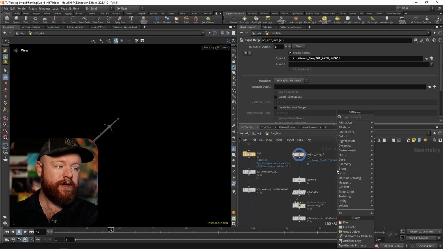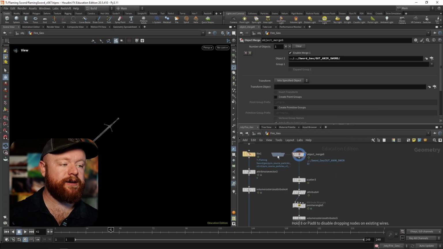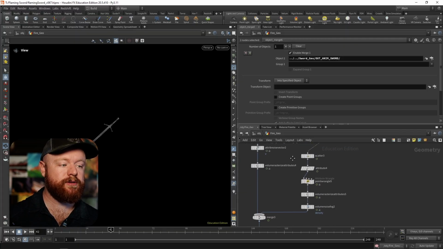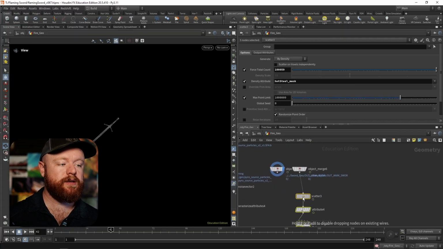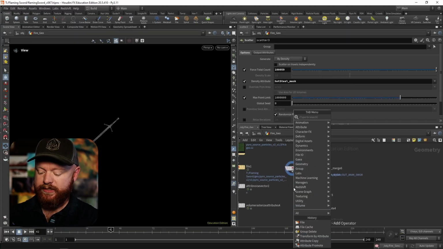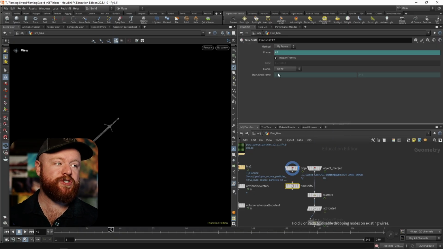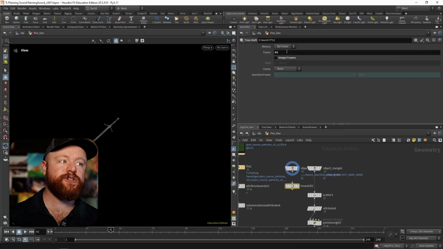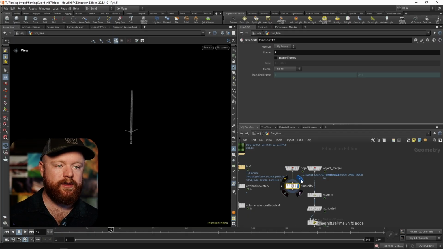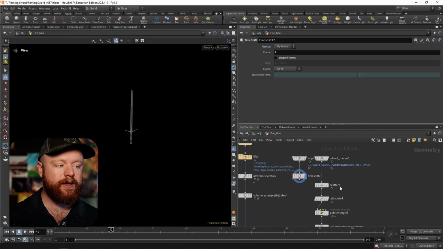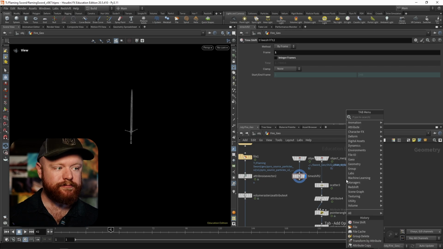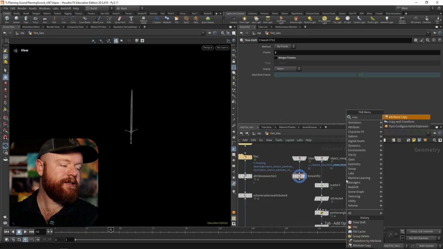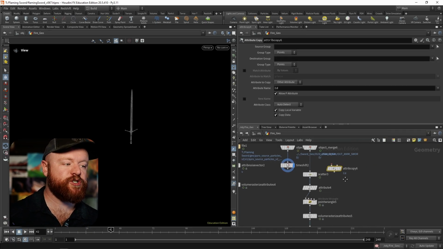All we do is we take a copy of the animated sword like this, and then we just freeze this. We can use a time shift for that. Turn off integer frames, set that to 1, so that now, here's our static sword. And then before we scatter, all we need to do is copy the attributes.